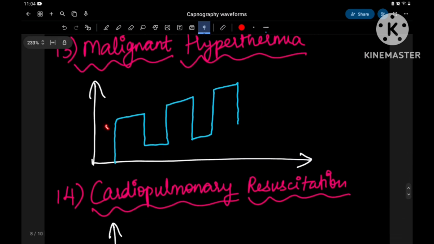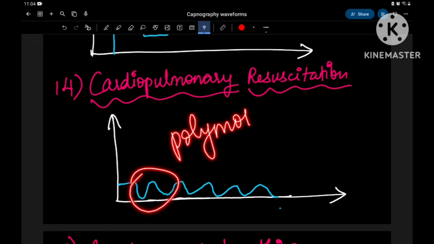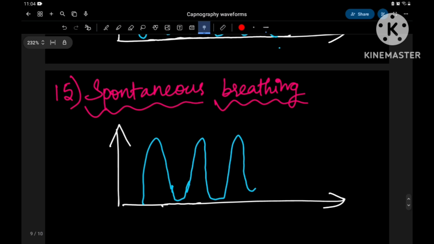Next is malignant hypothermia, as we discussed. It is an increasing trend. And cardiopulmonary resuscitation, it's highly polymorphic. Next, spontaneous breathing, it's a bell-shaped curve. Okay, so that's all for today, guys.